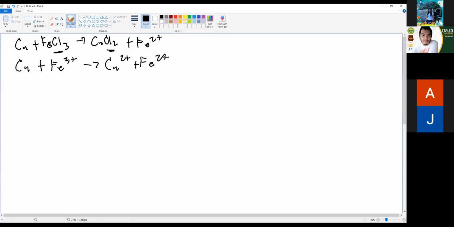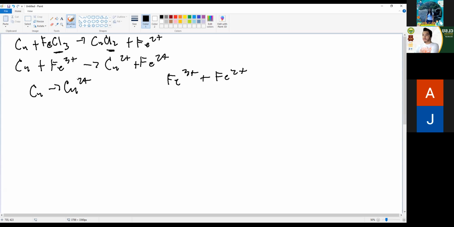Ayan. Tama ba? Copper. Saan na yun? Ayan. So ngayon, copper will yield Cu2+, tapos Fe3+ yields Fe2+. Di pa kasi siya balance, di ba? Ito madali lang. Kasi wala namang mga hydrogen, walang oxygen, so as is to.